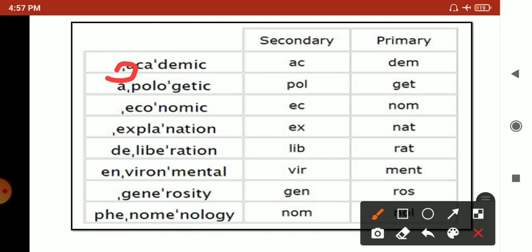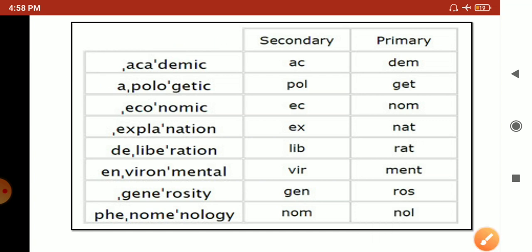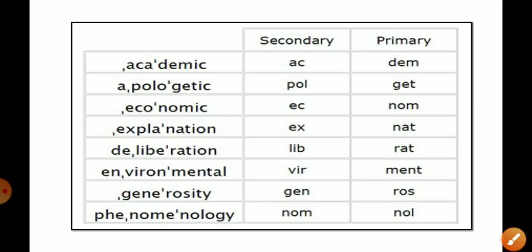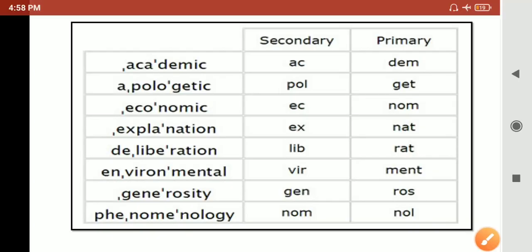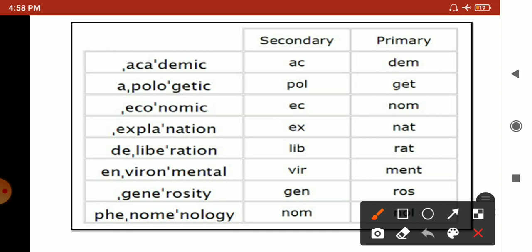Secondary accent is marked before the syllable but below it. It is marked with a short vertical line before the syllable but below the syllable. So this is secondary accent or secondary stress, and this is primary stress. Now, where do we give primary stress and secondary stress? Primary stress is given in words having more than 2 syllables. If the word is monosyllabic, then there is no point in giving primary stress, because there is only one stress and you can easily identify it.